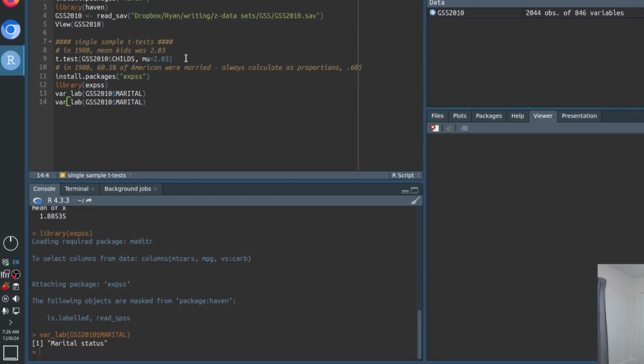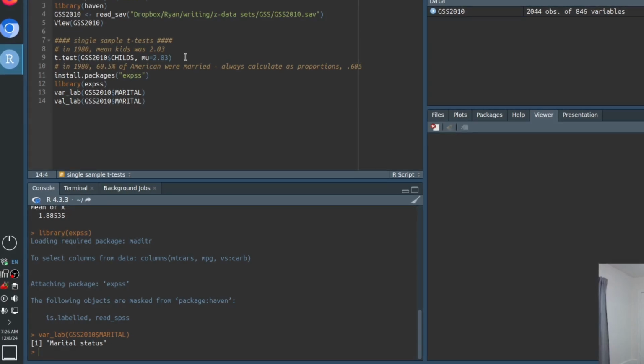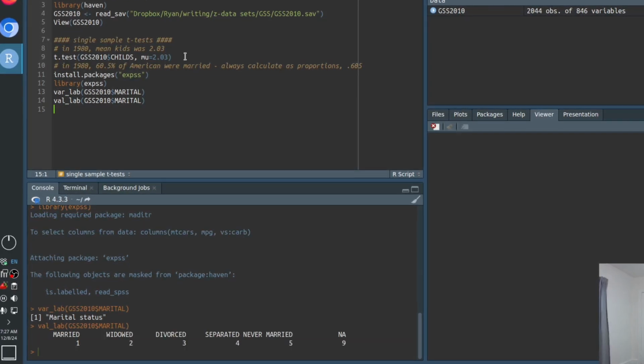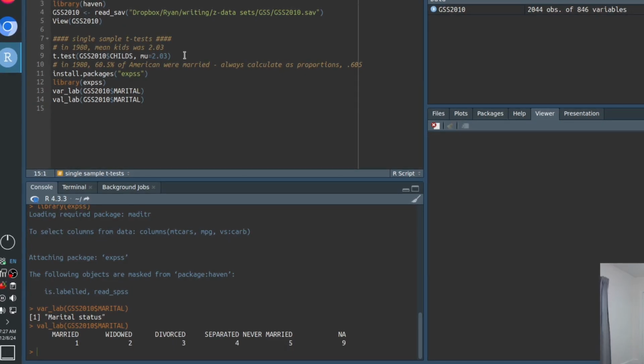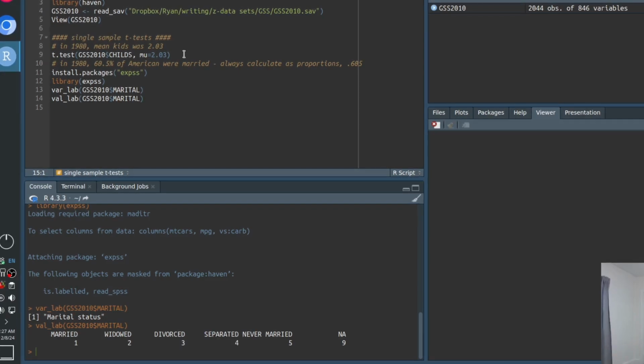The second part is the response options. So that's a value label, val_lab. And that's going to tell me my options, which I need because I'm only looking at one of these groups, right? So there's married, widowed, divorced, separated, and never married individuals, plus those who are missing.